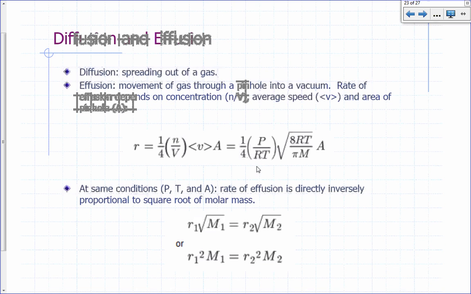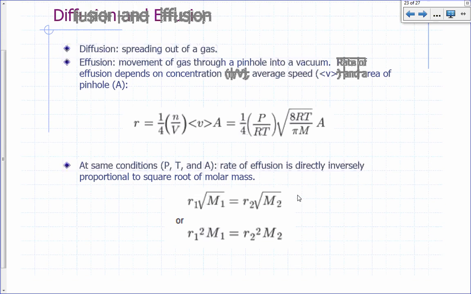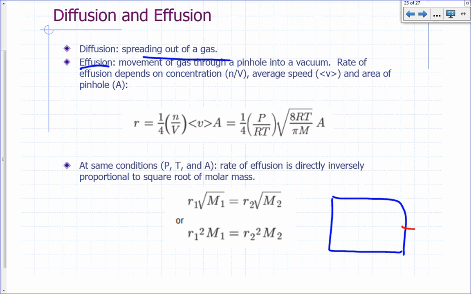Now let's talk about diffusion and effusion. Diffusion simply refers to the spreading out of a gas, and that happens because your molecules are always moving, right? So if you give them room, they'll fill up the entire room. Effusion refers to the movement of a gas sample through a pinhole into a vacuum. So imagine you have a container, you punch a little pinhole there, so you have a gas here. On the other side, you pull a vacuum. You pump out all the molecules, so you have a vacuum there. So the movement of your gas through that pinhole is called effusion.